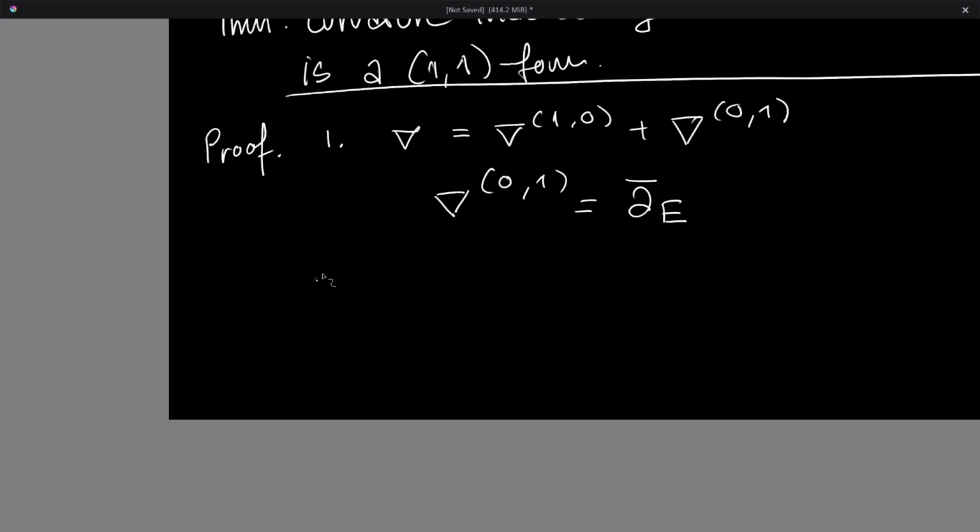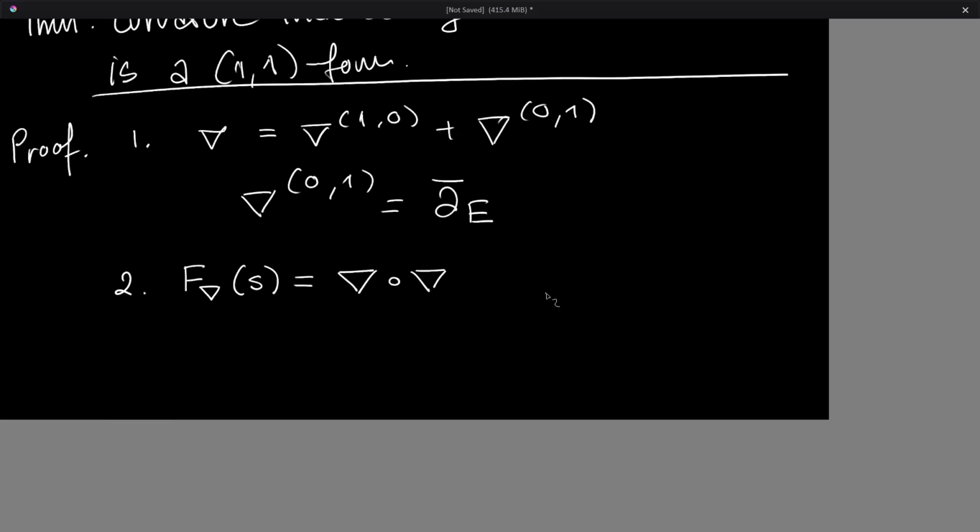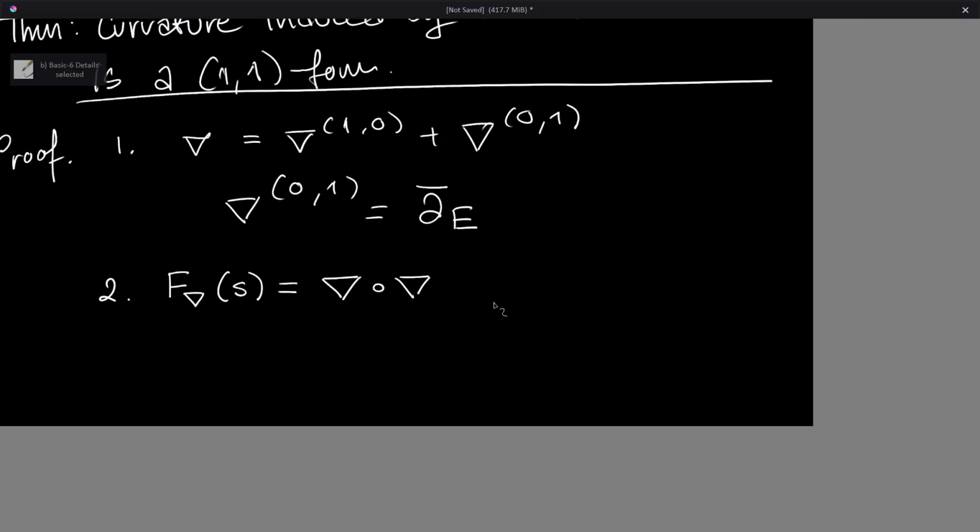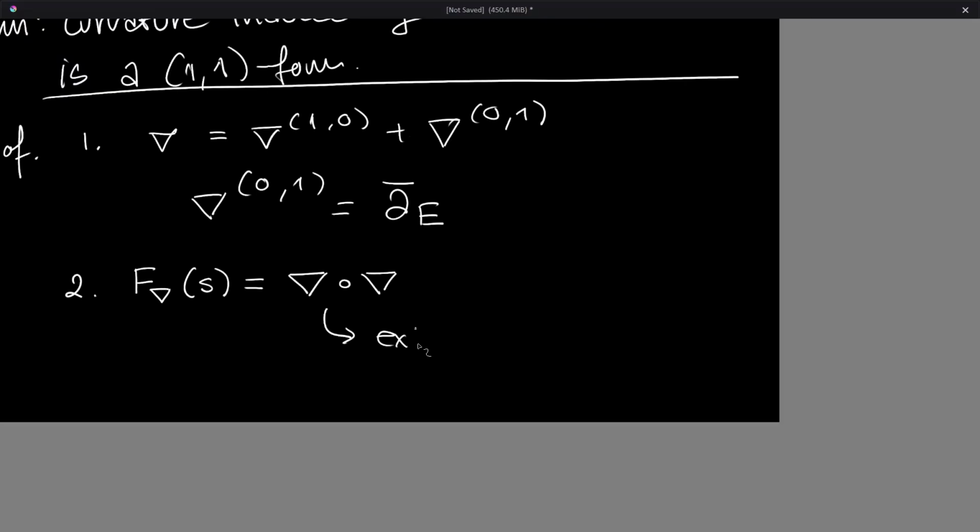Okay, so step 2 is we decompose the curvature. So far, we've said that F nabla is this whole nabla x, nabla y, dot dot dot, right? But there's a decomposition of F nabla as nabla after nabla. And this depends on something called the exterior covariant derivative.